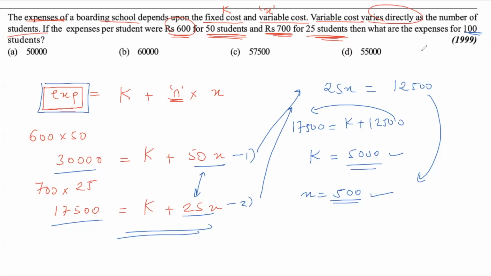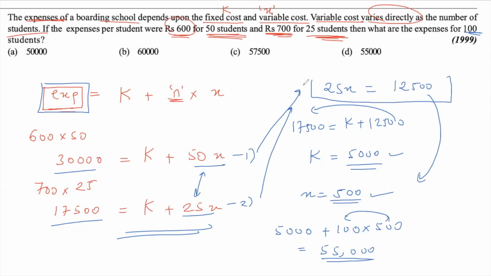total expenses for 100 students. That will be K, that is 5,000, plus N is 100 into X is 500. 500 into 100 is 50,000 plus 5,000 is 55,000. Right? So after reaching this particular step, 25X is 12,500. This is one way in which we can answer the question.